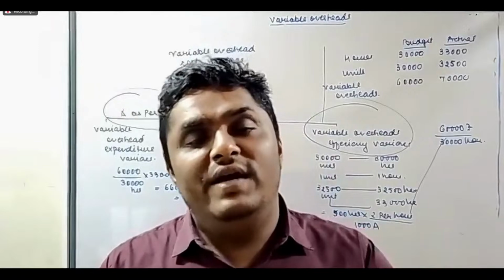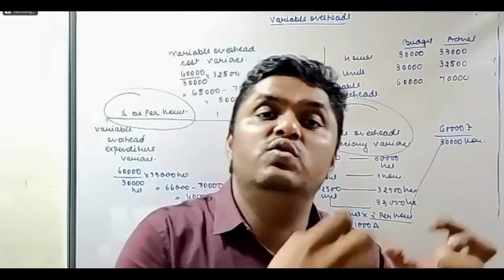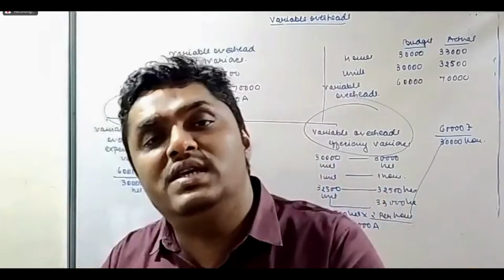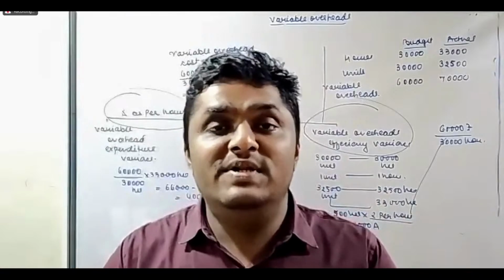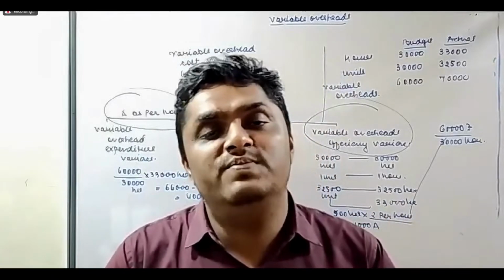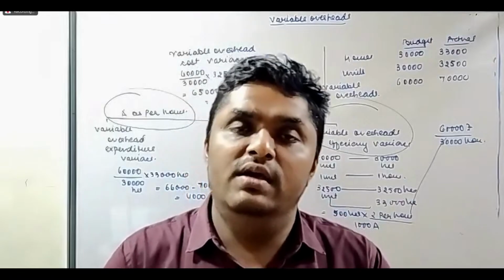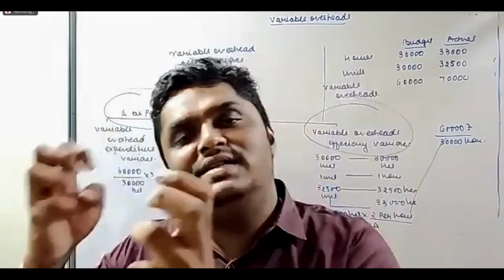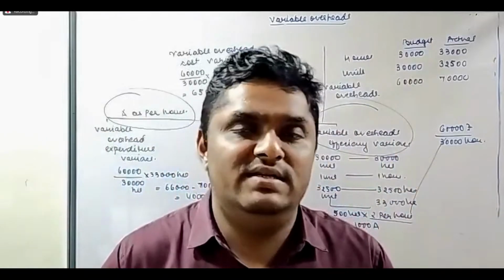The next, when talking about usage, again, kitna use hona chahiye tha, kitna use kiya. Again, this represents the work done by the production manager. So we will not be taking the actual price, but we'll be taking the standard price only. So standard quantity minus actual quantity into standard price.